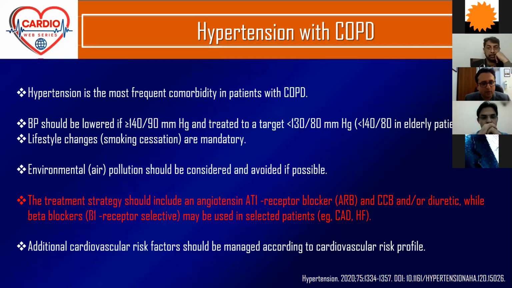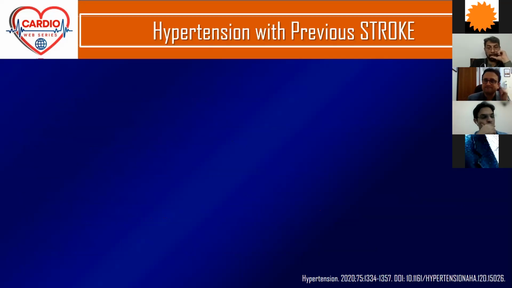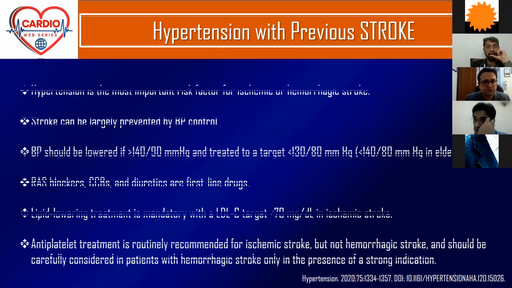And probably what we need to know is that, again, beta blockers can be given in selected population where COPD is probably not as advanced that they are requiring massive doses of every day. Probably mild COPD, you should be able to get away with using a beta blocker. Otherwise, an ACE or ARB along with a calcium channel blocker form the main basis of treatment for hypertension in this population. Patients with a previous stroke.